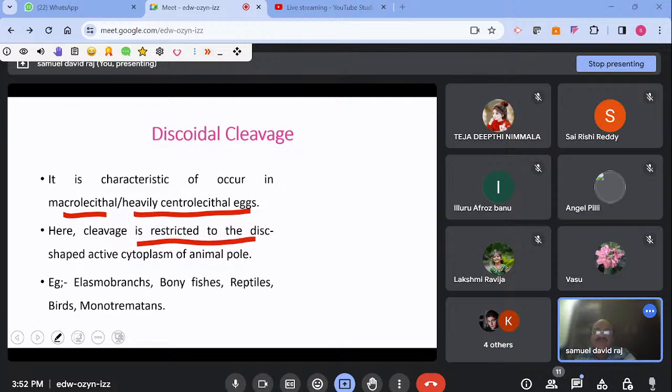Here, cleavage is restricted to the disc-shaped active cytoplasm of the animal pole. For example, if this is the egg, this is the animal pole, this is the vegetal pole, and yolk is present, it is filling this end.